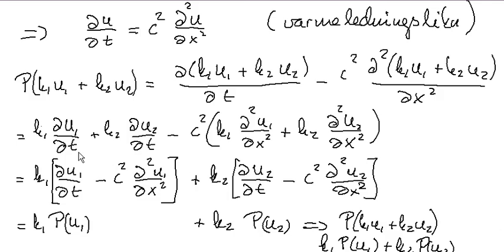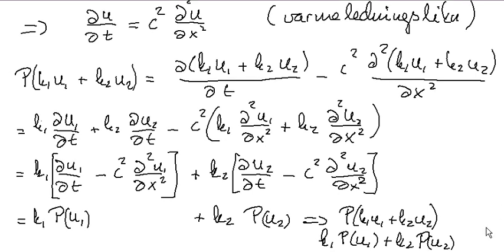And if we just collect terms which are multiplied with k1 and k2 respectively, we obtain this. And now we can identify that this is actually P of u1 and this is actually P of u2. So then we get the sum of these two terms, which proves that the operator in fact is linear.